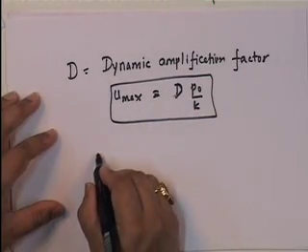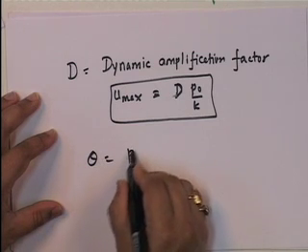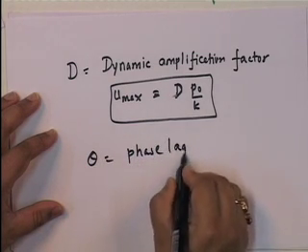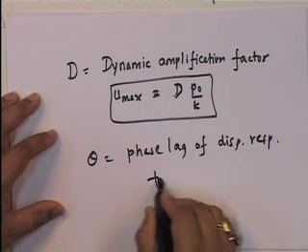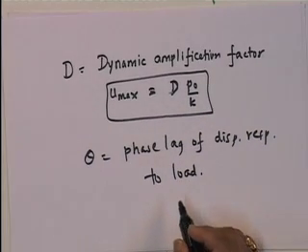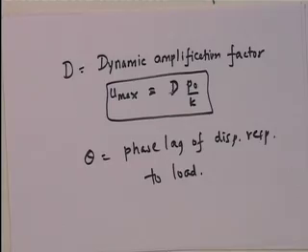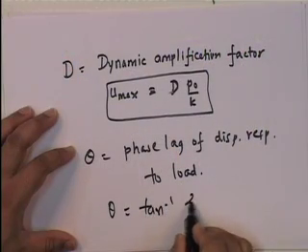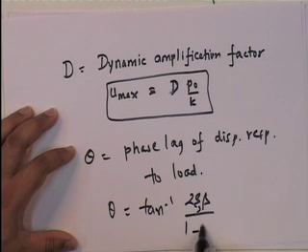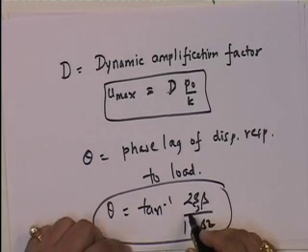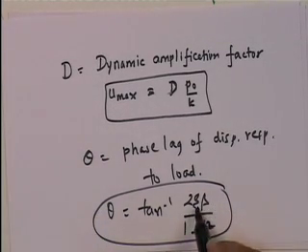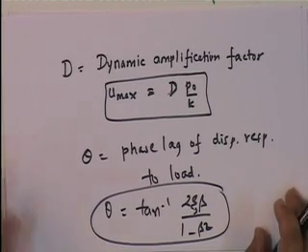Okay. And theta is called the phase lag of displacement response to load. In other words, what we are saying is that if there is damping, because note that theta is equal to tan inverse of 2 zeta beta over 1 minus beta squared. Okay. If there is damping, there is a phase lag. There is a positive phase lag. Note this. There is a positive phase lag of the displacement to the load.